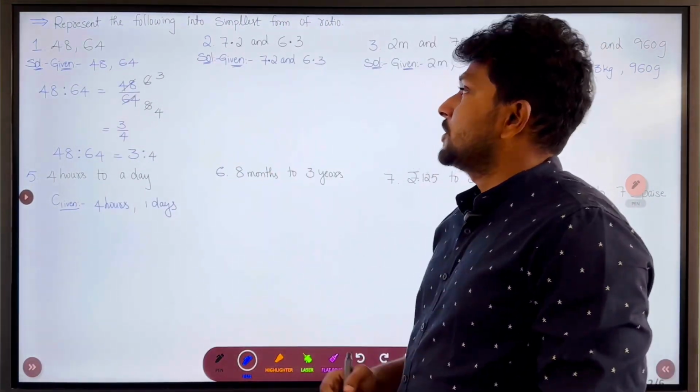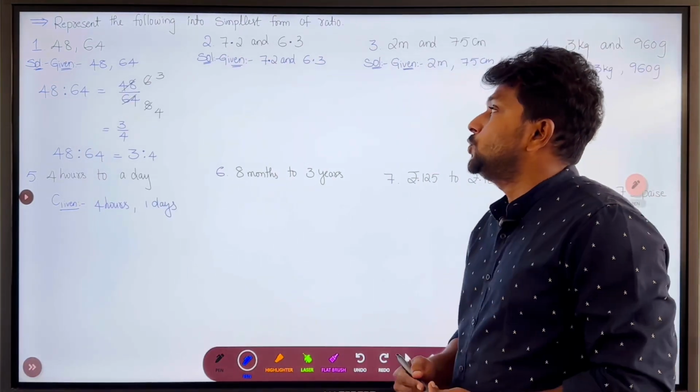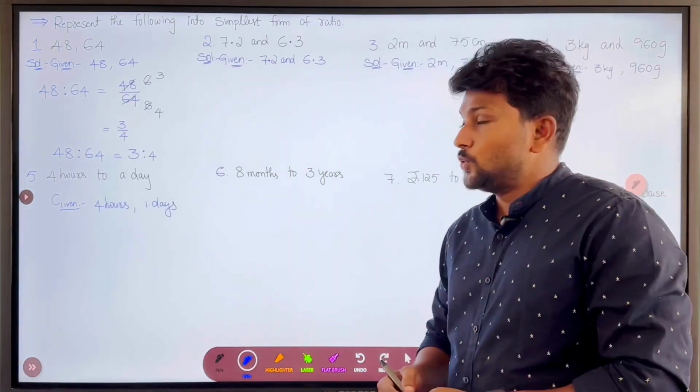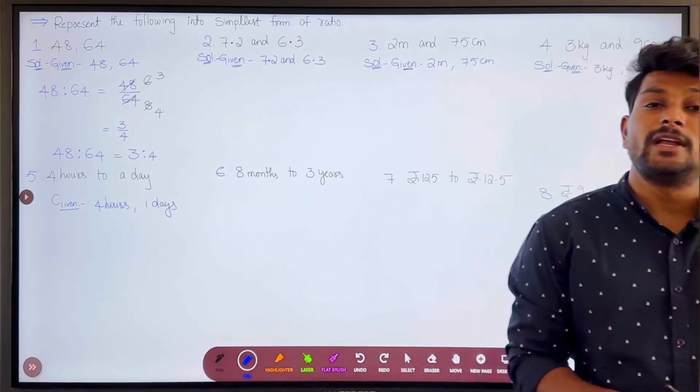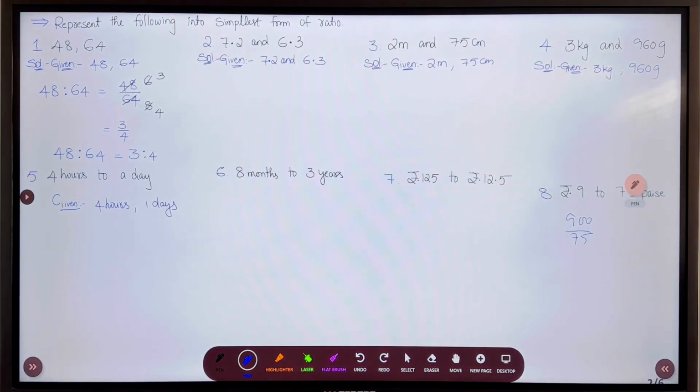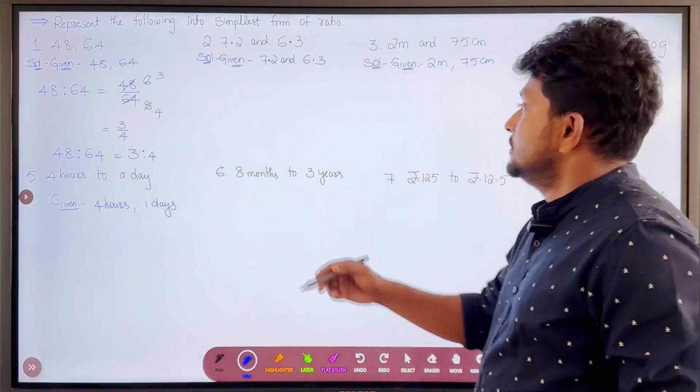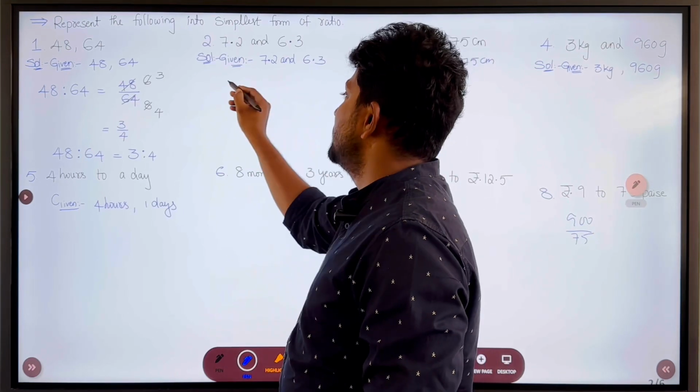Next, they have given the decimal values 7.2 and 6.3. We need to write them in the simplest form. What do we need to do to write in simplest form? First, we need to remove the decimal point.